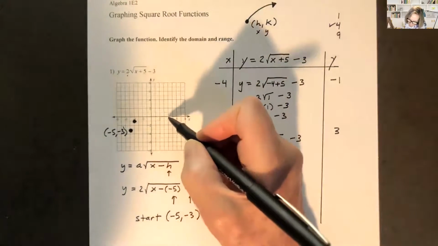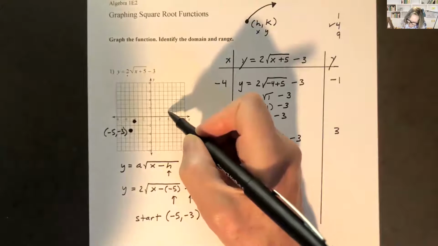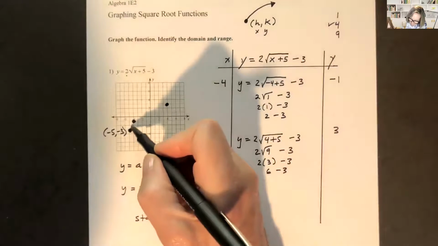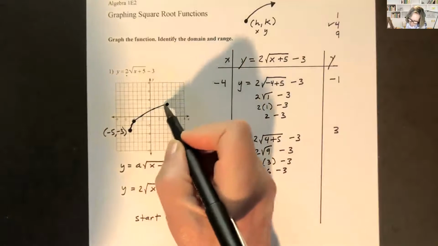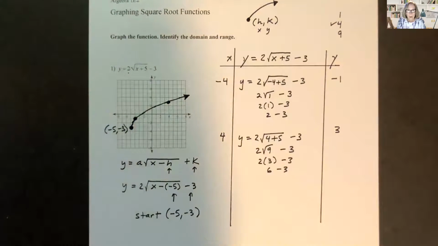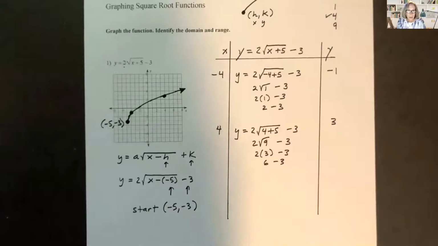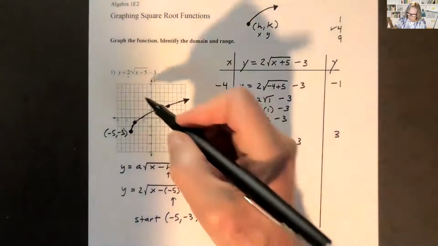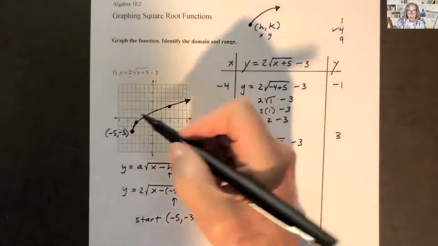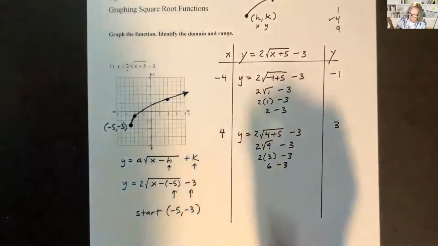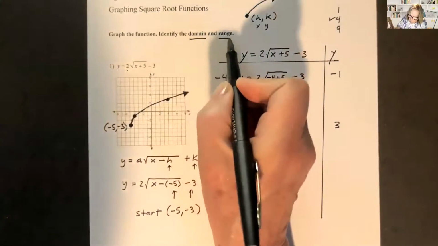So from the origin, I'm going to go 4 to the right and 1, 2, 3 up. And then I just connect those for a nice smooth curve. Okay, so that's kind of the shape you should be expecting. If you get a point that's way out here or down here or something, you've done something wrong. Just check your computations. The other thing I wanted to do is find the domain and range.